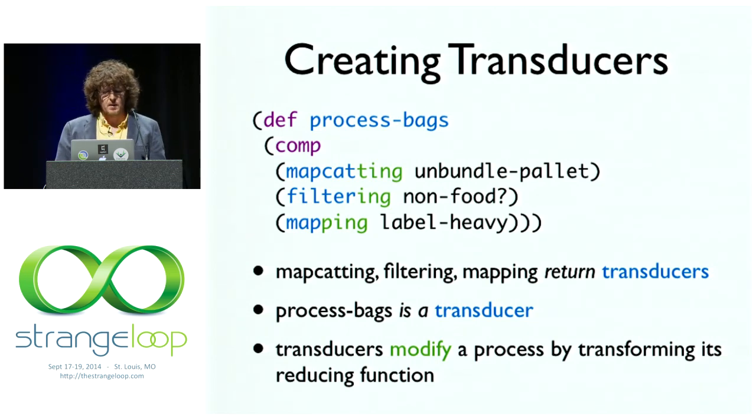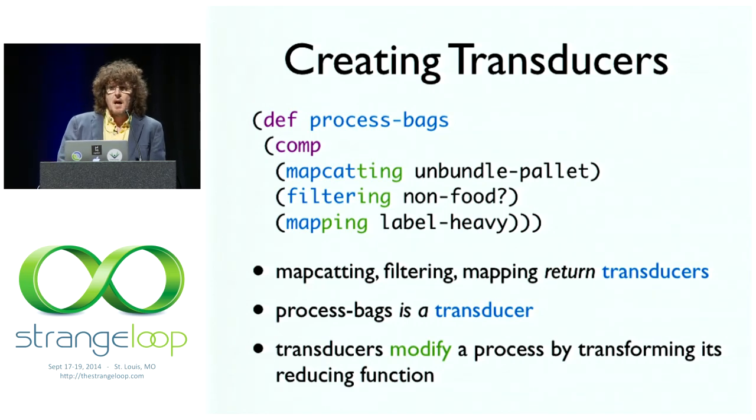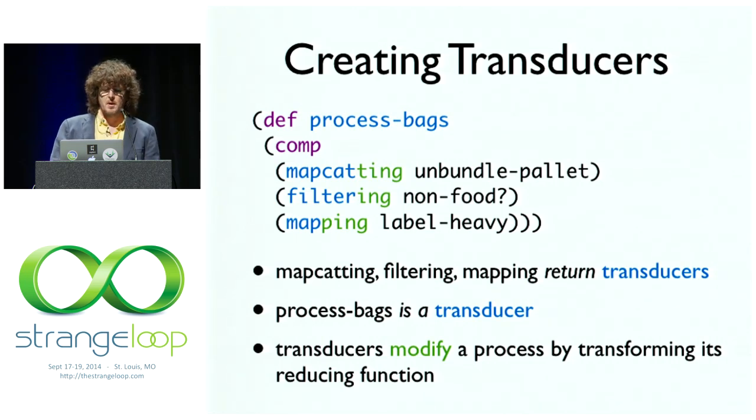Right, so mapcatting, filtering, and mapping return transducers. And process bags, which is the composition of those things, is itself a transducer. So we're going to call mapcatting, call filtering, call mapping, get 3 transducers, compose them, and make another transducer. Right? Each transducer takes a process step, or its reducing function, and transforms it, changes it a little bit. It says, before you do that step, do this. I'll explain why that seems backwards in a little bit.